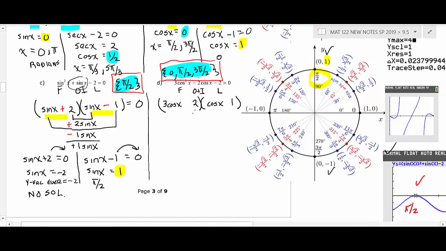So again, I would recommend just look at that inner term. That inner term is 2 cosine x. Look at the outer term. That outer term is 3 cosine x. And you're wanting that to add up to the middle term, negative 2 cosine x. So can you make that happen?